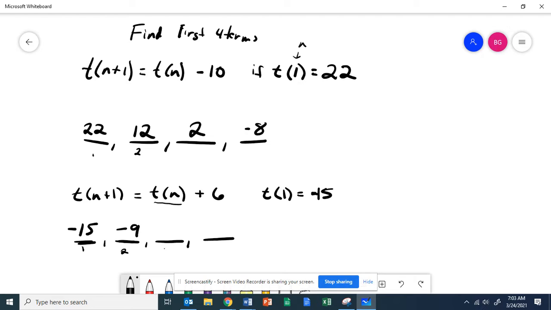Okay? To get to my third term, I do the same thing. I want to get to my next term. Well, you just do the same thing. You just add 6, but this time you're going to add it to the one that you're at now, which is negative 9. So negative 9 plus 6 is negative 3. Well, now if I'm at negative 3, to get to my next term, I just do the same thing. Add 6 again. So then I just have a positive 3.